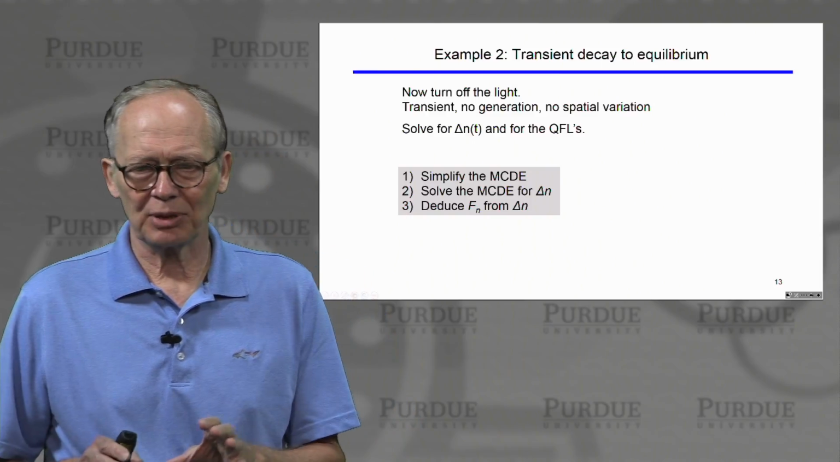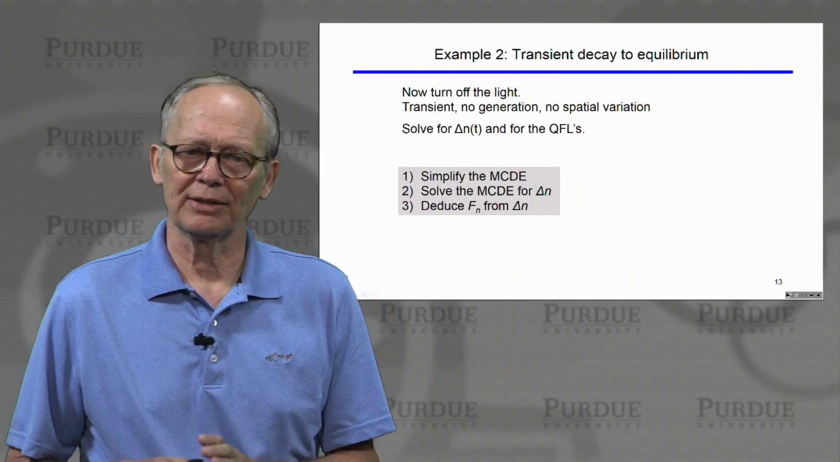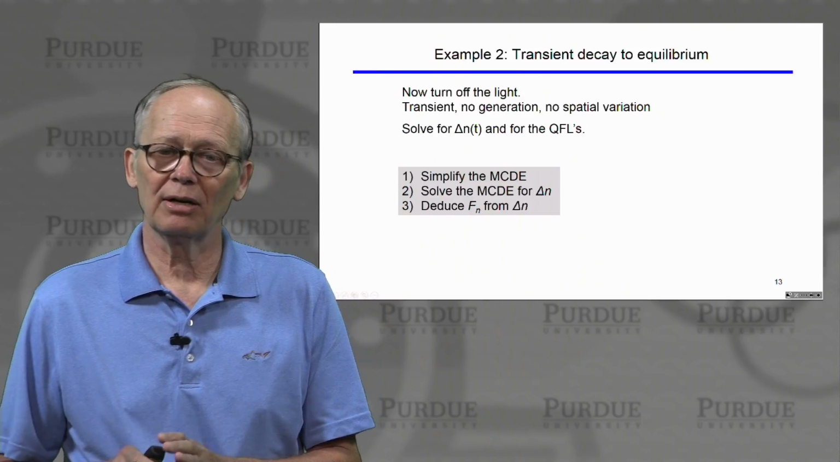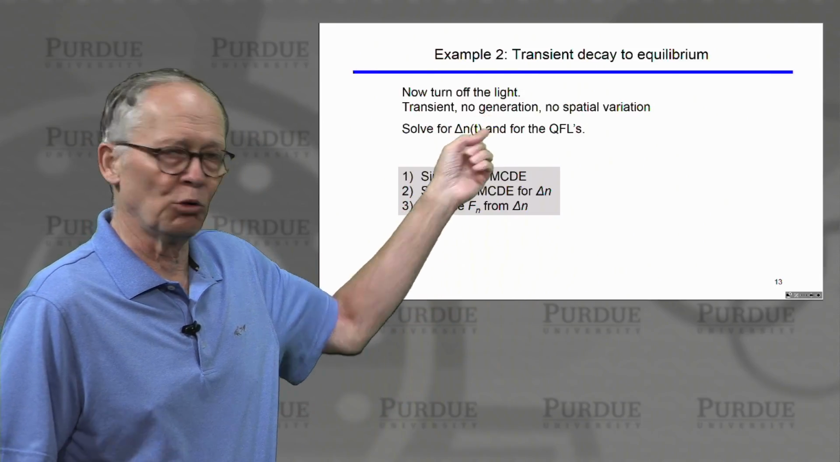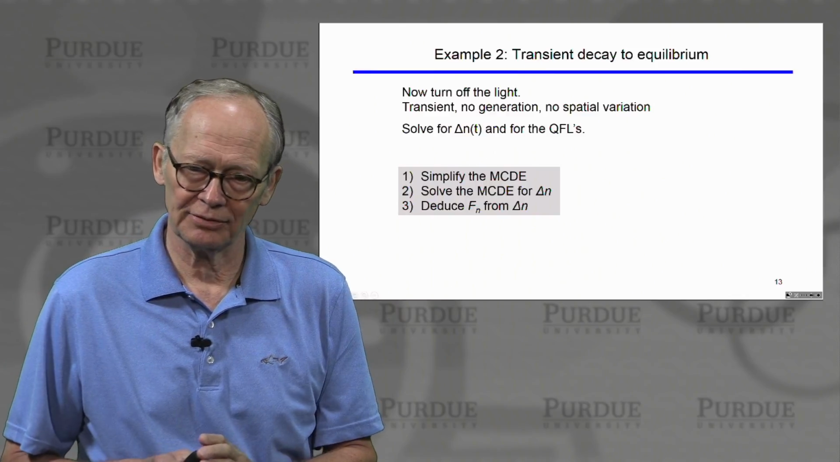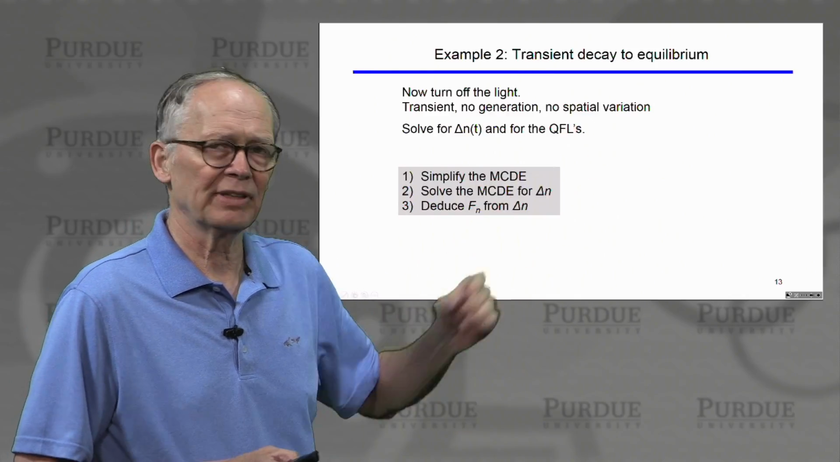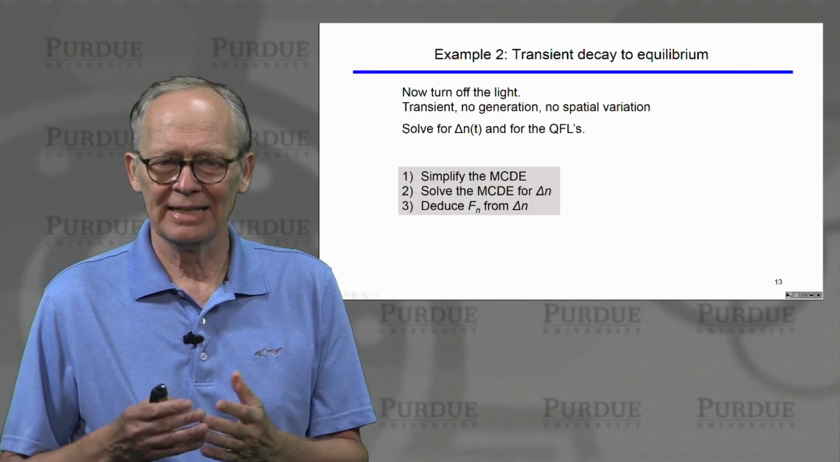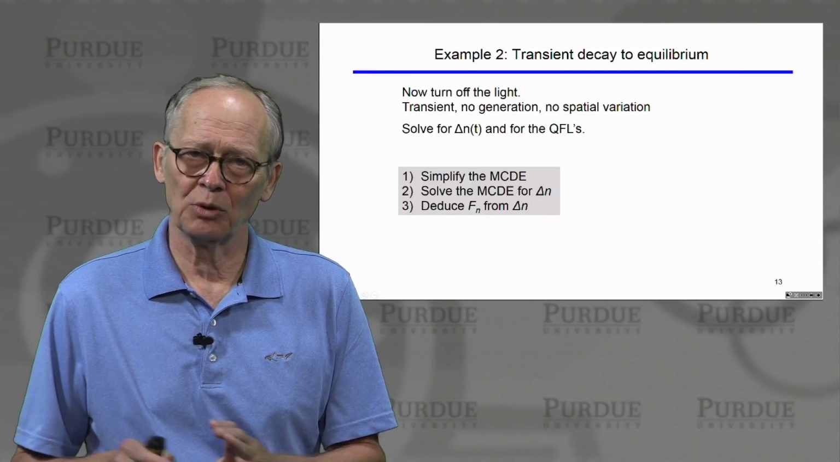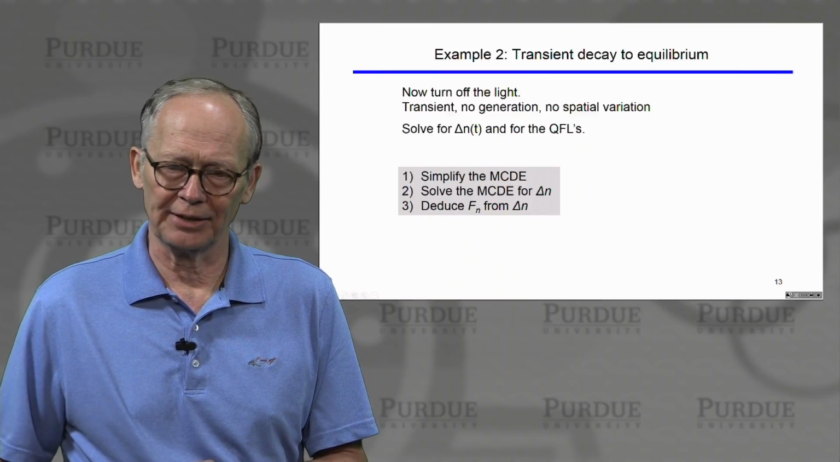Now let's take that problem and let's just turn the light off. We'll turn the light off and see what happens. So this will be a transient problem. There won't be any generation. We've turned the light off. We didn't have any spatial variation to begin with, and there's nothing to induce a spatial variation as time progresses, so we won't have any spatial variations either.